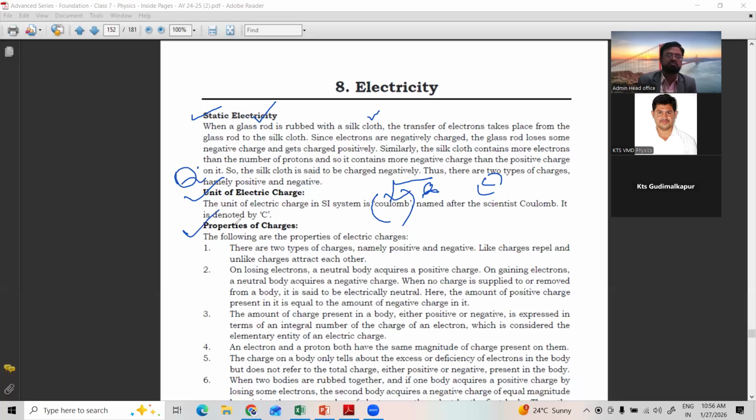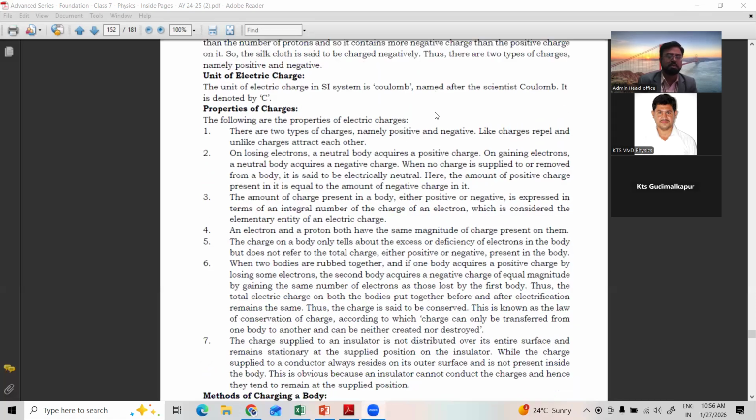Then, properties of charges. So, what are the properties? When you are studying about the charges, we are saying there is a positive charge, negative charge, and all. What are the properties here? You can see the properties one by one. The following are the properties of the electric charges.